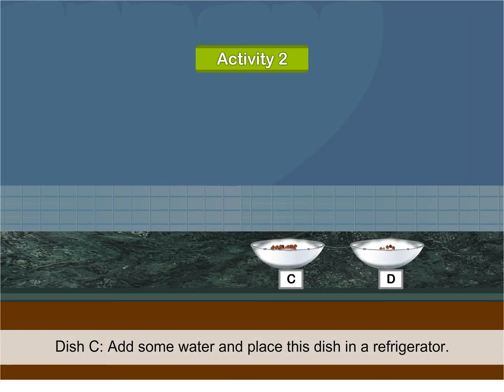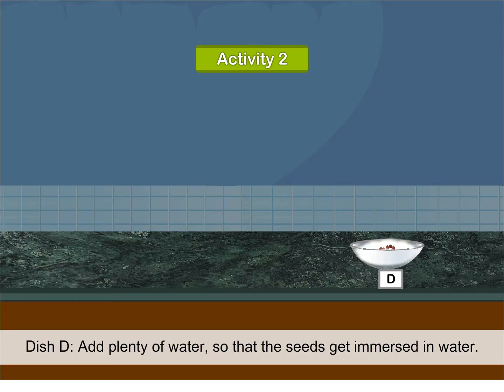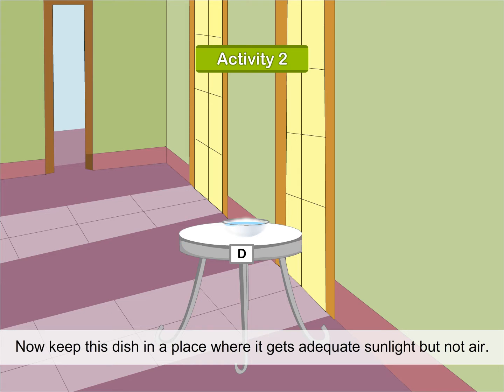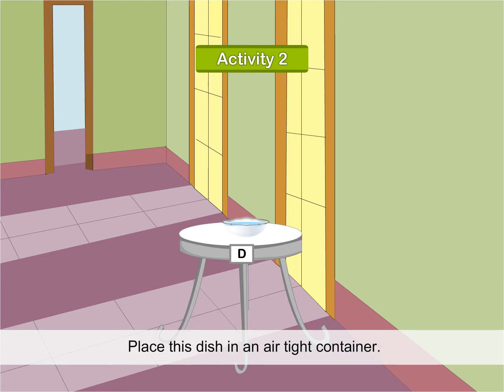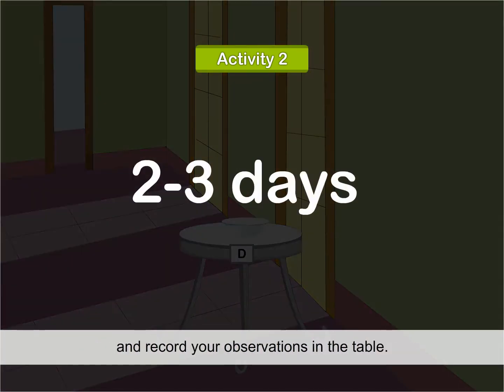Dish C. Add some water and place this dish in a refrigerator. Dish D. Add plenty of water so that the seeds get immersed in water. Now keep this dish in a place where it gets adequate sunlight but not air. Place this dish in an airtight container. Observe the seeds in all the 4 dishes for 2 to 3 days and record your observations in the table.